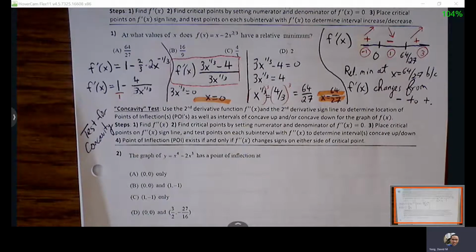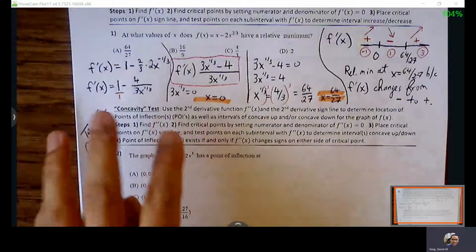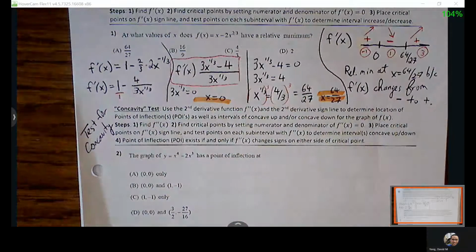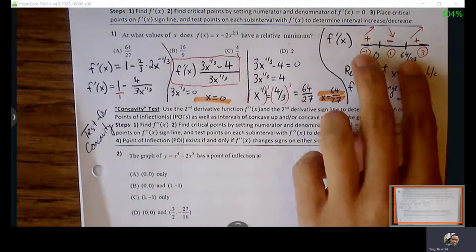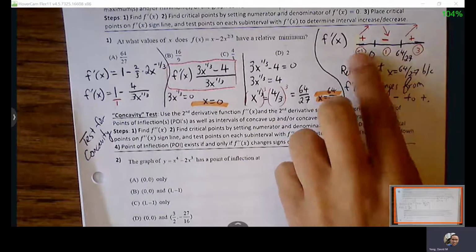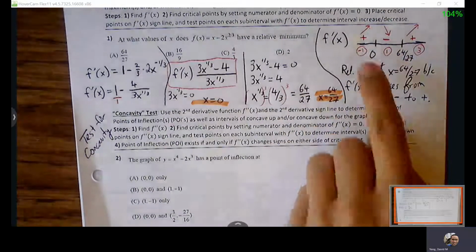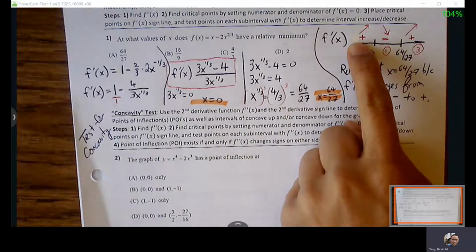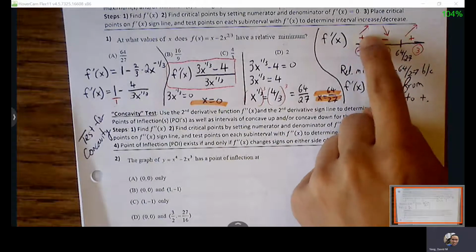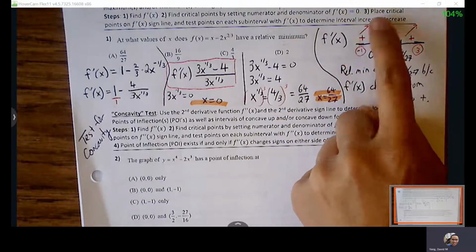So we have to first make our way down to the second derivative, and then we're going to do the same thing. Set f double prime equal to 0, find critical points, populate the sign line. But as we populate the second derivative sign line, even though the steps will feel similar, everything that we find is going to be a little bit different. A positive subinterval is no longer going to represent positive slope, it is now going to represent positive curvature, which is concave up.